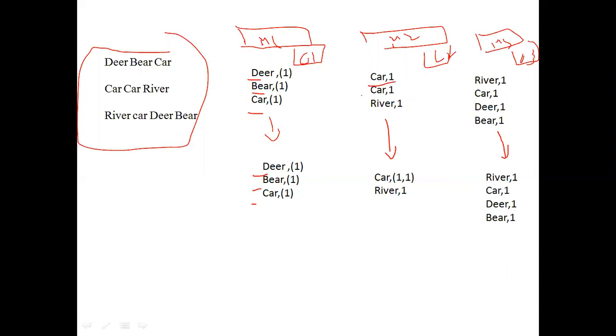The same three will come. When we come to M2, we have car, car, river. So it is possible to reduce, as the same key is repeated twice. Car, car is repeated, so it combines them into car comma 1, 1. Values are 1, 1, key is car. Here it is not possible to combine. So after applying the combiner, what is the result of mapping? 3, 2, 4. What is the output now? 5 plus 4, 9 in total.